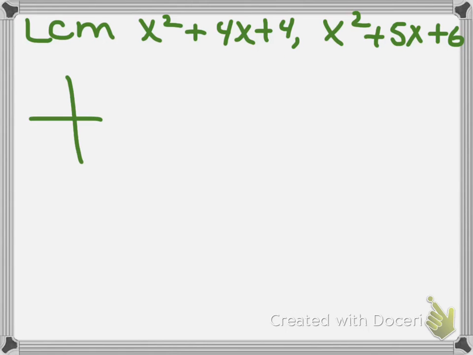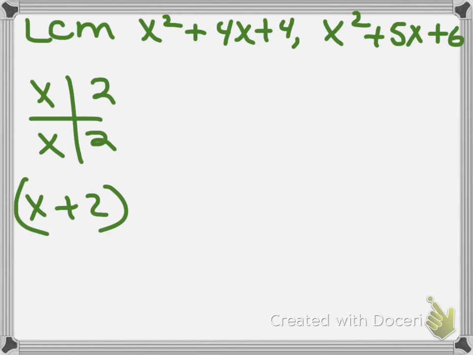That's right. So I'm going to go x and x, and 4 and 1. So x plus 4. Does 4 and 1 make 4? No. 2 and 2. Yes. I'm sorry. It's okay. So for that first one, I'll have x plus 2 squared.